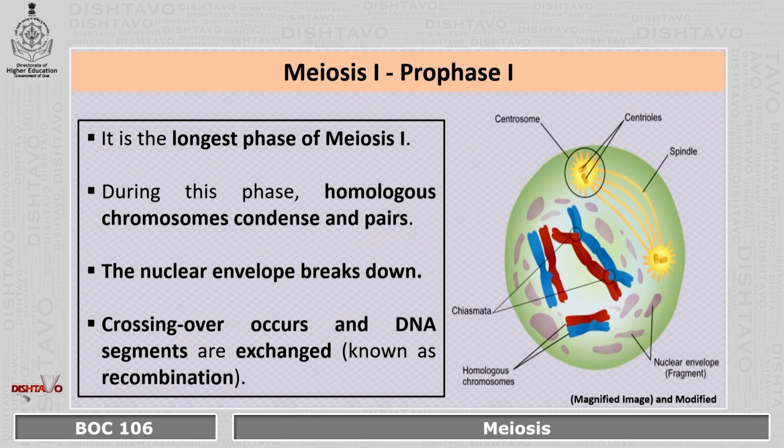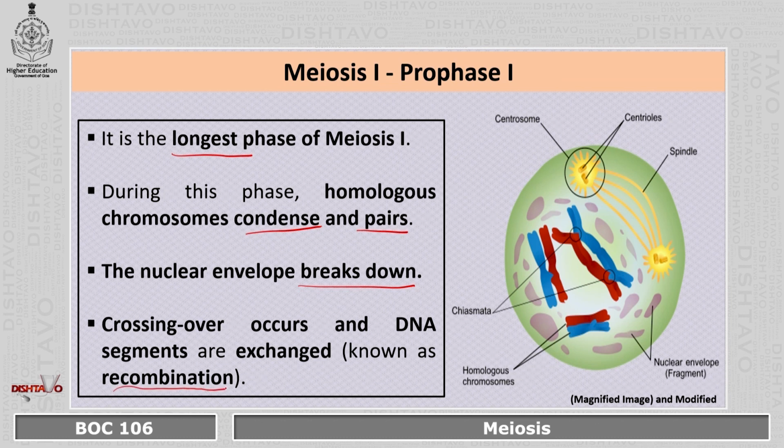Meiosis 1, prophase 1. It is the longest phase of meiosis 1. During this phase, homologous chromosomes condense and pair. The nuclear envelope breaks down. Crossing over occurs and DNA segments are exchanged, known as recombination.